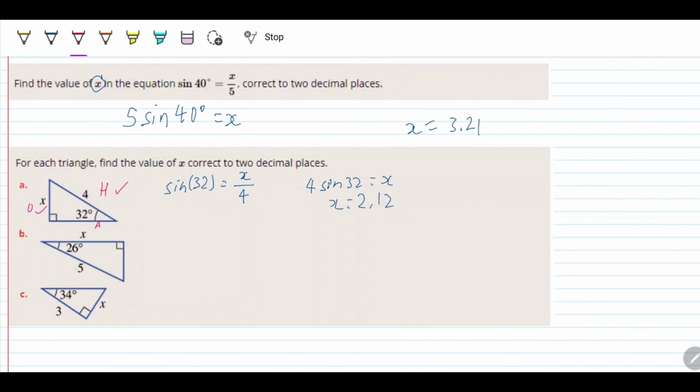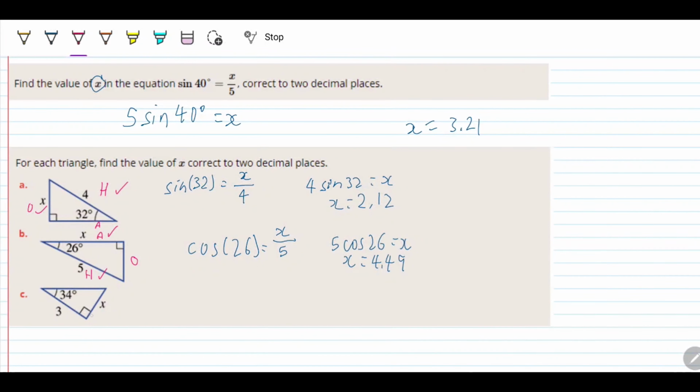Next question. Let's label what we know. This is the hypotenuse, this is the adjacent, and this is the opposite. We are given adjacent and the hypotenuse, so therefore I need to use cos. So cos 26 equals adjacent over hypotenuse, which is going to be x over 5. Multiply the 5 across, so I get 5 cos 26 equals x. Plug this straight into your calculator and you should get a value of x equals 4.49.